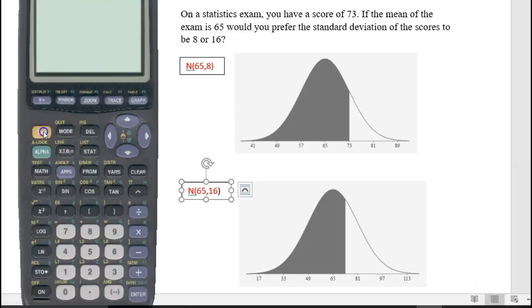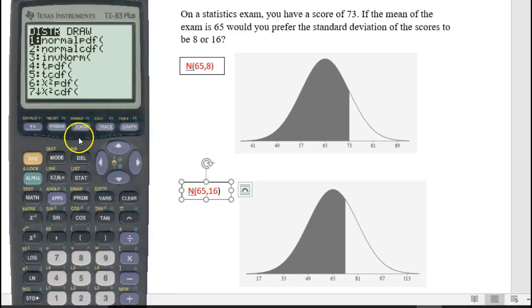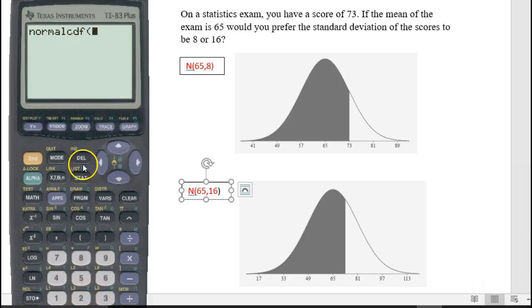We use normal CDF. So you go to second and VARS. Once you get here, we want to do the normal CDF, so you hit number 2 for that. And now on different calculators it looks different. This one's a little harder than some of them, but I'll show you on the harder one. So what we need to show is our lower and our upper bound of this area. The lower bound, we know that normal curves go on forever. So this actually has a lower bound all the way to infinity, which would be negative infinity in this case.